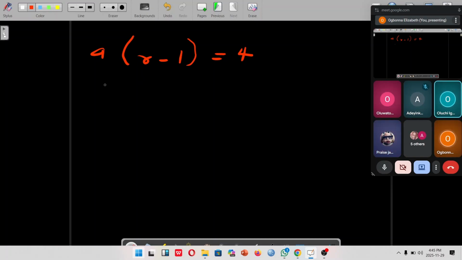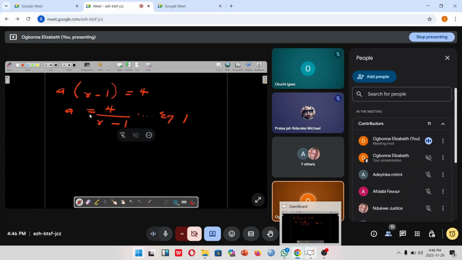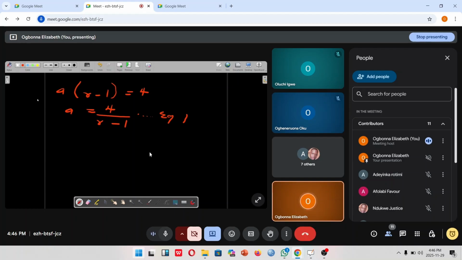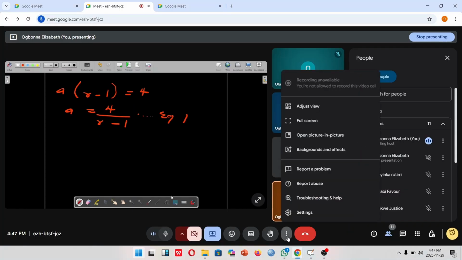So this will give me A equals to 4 over R minus 1. So I will call this equation 1. So the second one, what's the second equation 2? That'll be T2 plus 12. Somebody should quickly solve that one, the way I did this one. I've gotten it.